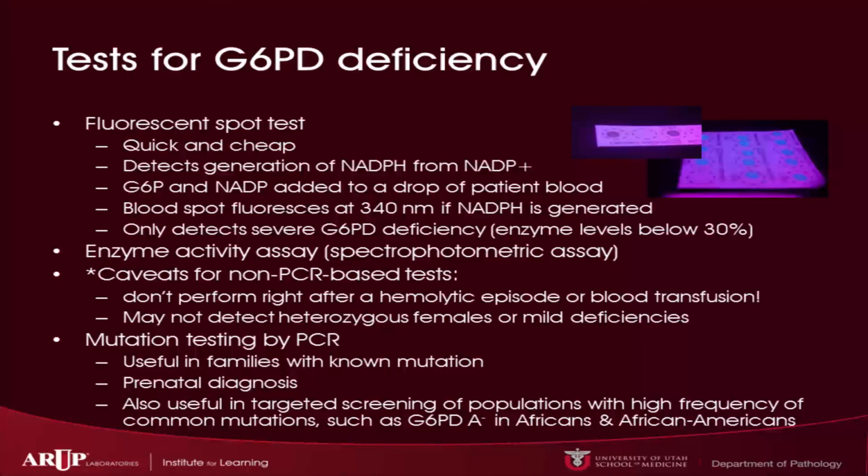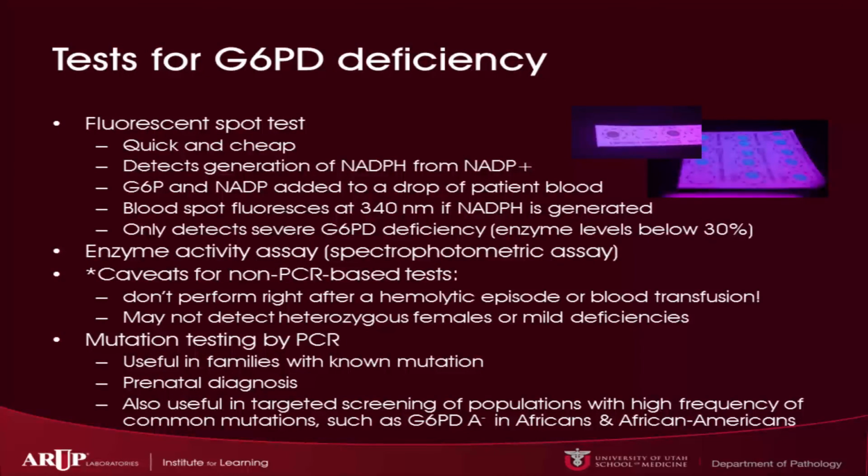However, the caveat is it only detects the severe form of G6PD deficiency. So enzyme levels have to be below 30% for these cards to be positive. Enzyme activity assays done in the majority of the big laboratories basically depend on the spectrophotometric assay. It tells us about the amount of enzyme present.